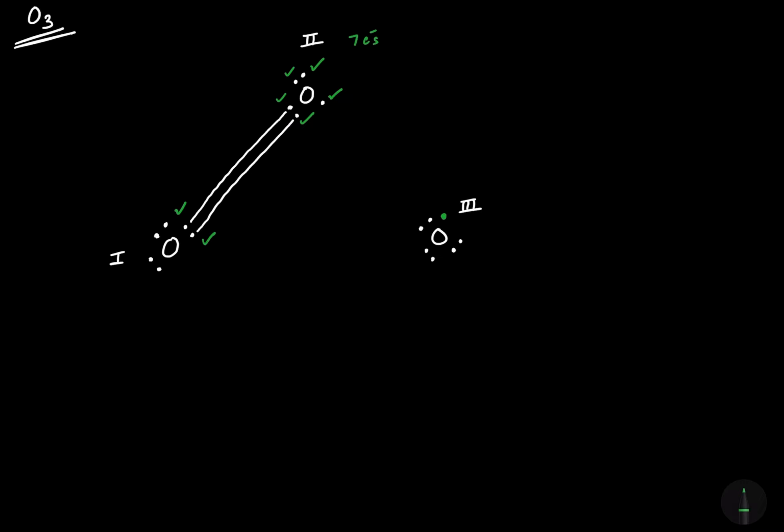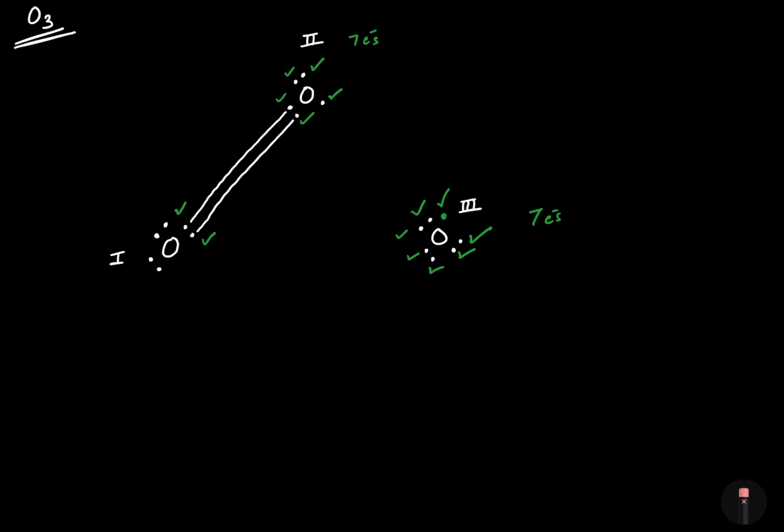Now let's talk about oxygen number 3. That's our first electron, the second electron, the third electron, fourth electron, fifth electron, sixth electron and the seventh electron. It's also having 7 electrons in its outermost shell.